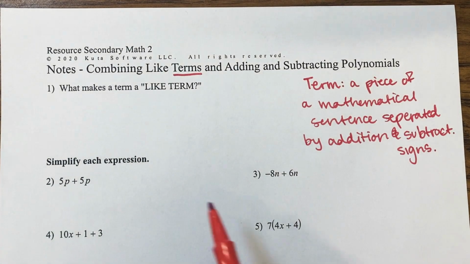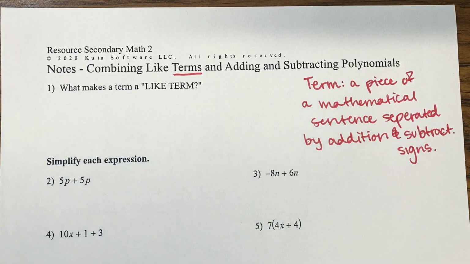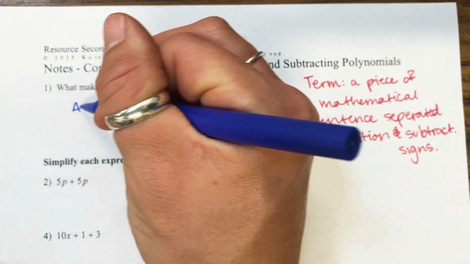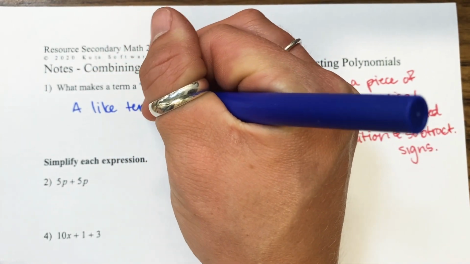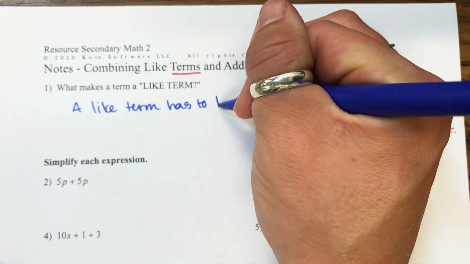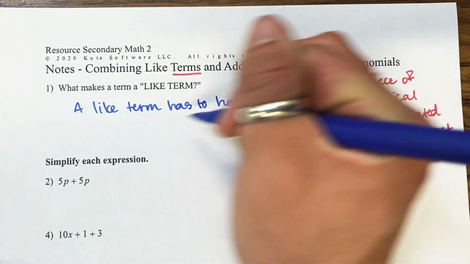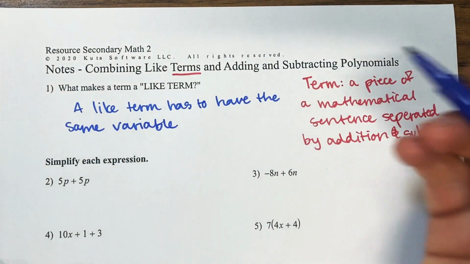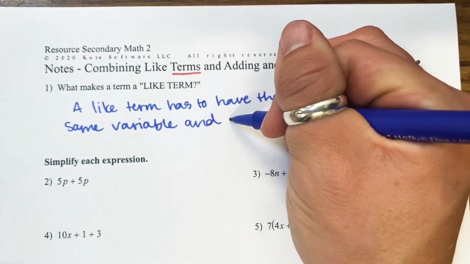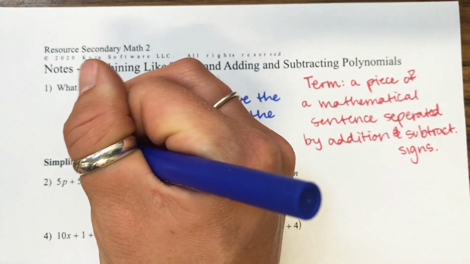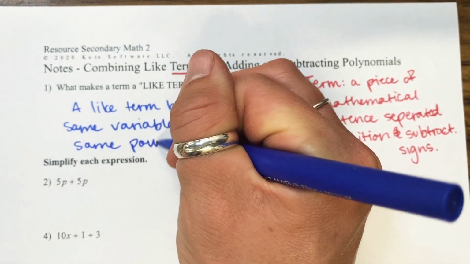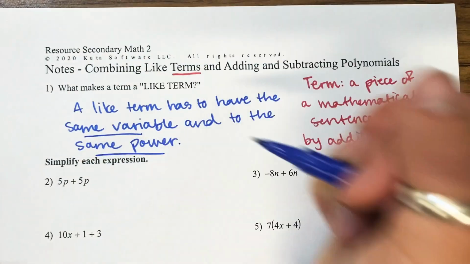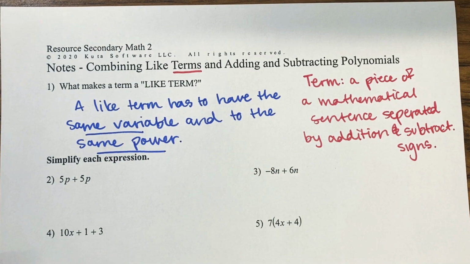Okay, so what makes a term a like term? Because you guys know that we can only combine terms, we can only simplify them if they are like terms. So a like term has to have the same variable, and that variable has to be to the same power. So same variable and to the same power. Okay, so same variable, same power makes it a like term.